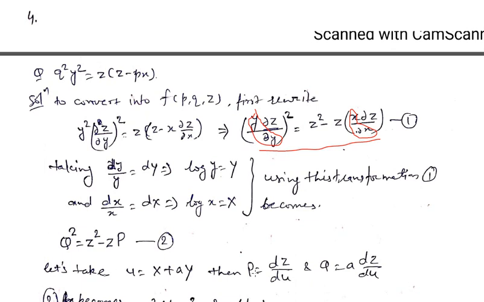So we can write q is del z upon del y and p is del z upon del x. So it becomes q square equals z square minus zp. Now this is a relation between p, q and z only. So we can use u equals x plus ay. Here u is a function of capital X and capital Y, not small x and small y. So u equals X plus aY, and capital P becomes dz upon du and capital Q becomes a dz upon du.